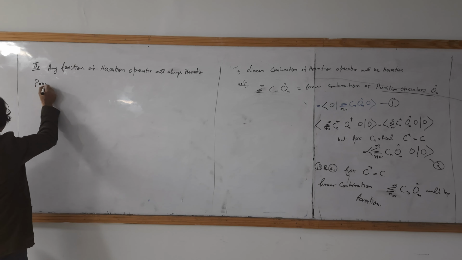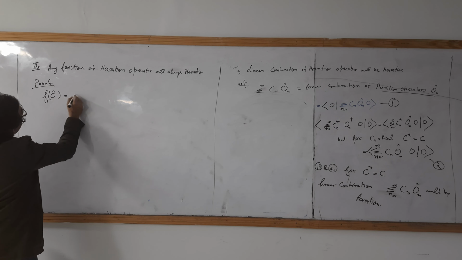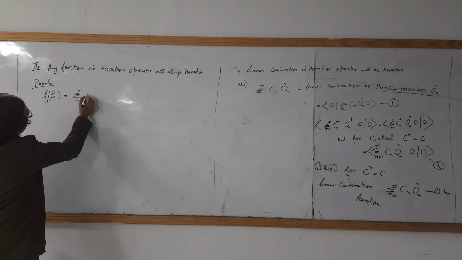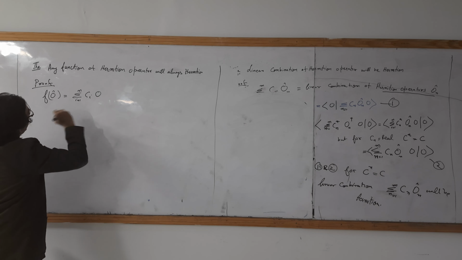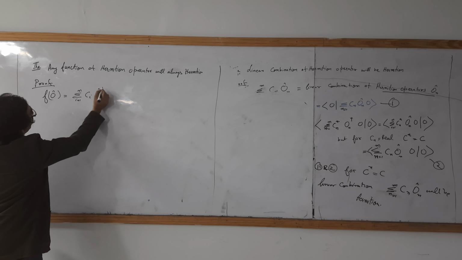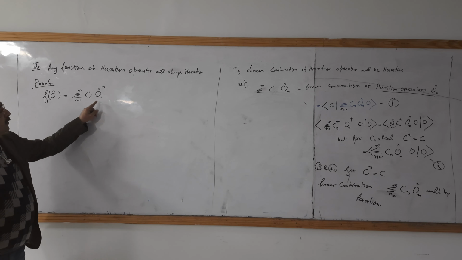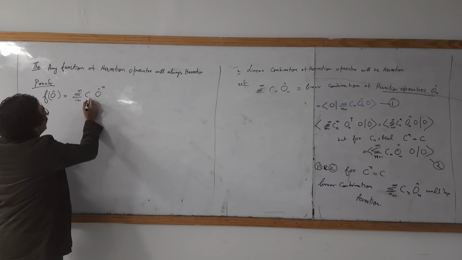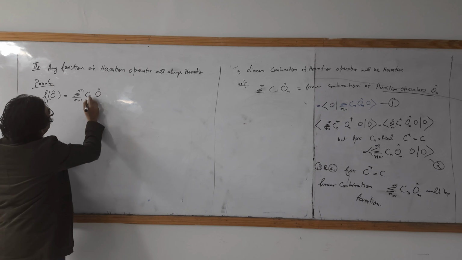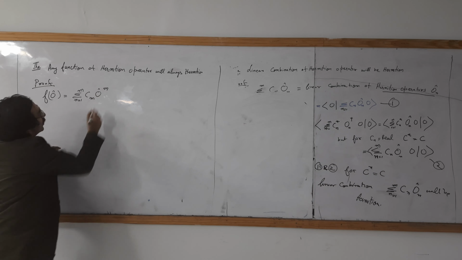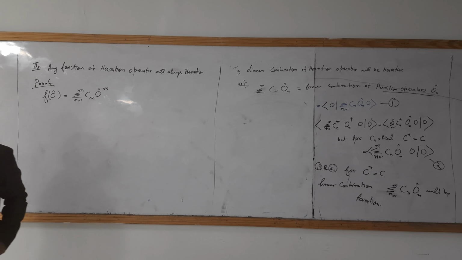Every function can be written in the form of a power series. Okay, a function of an operator may be written as the linear combination, sum from n equal to 1 to m of c_n O to the power n. Sorry, I must write n equal to 1 to m and c_m. Every function can be written in the form of a Taylor series or power series, that is, if it is an analytic function.